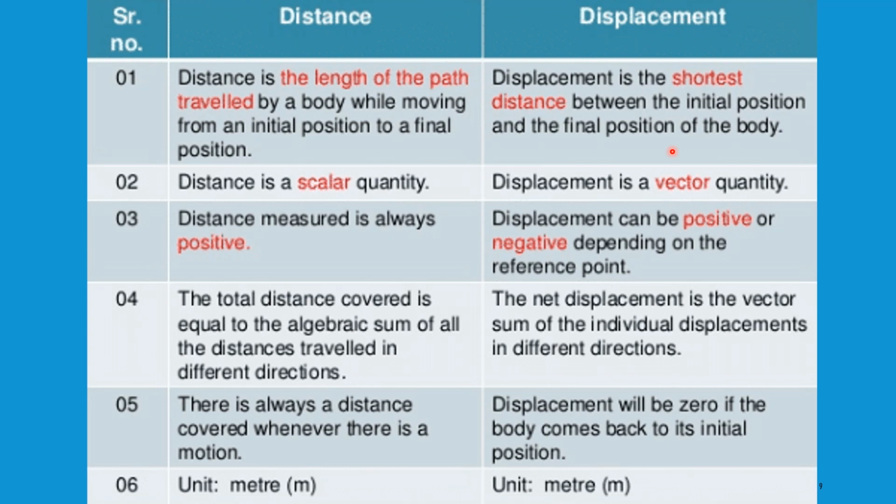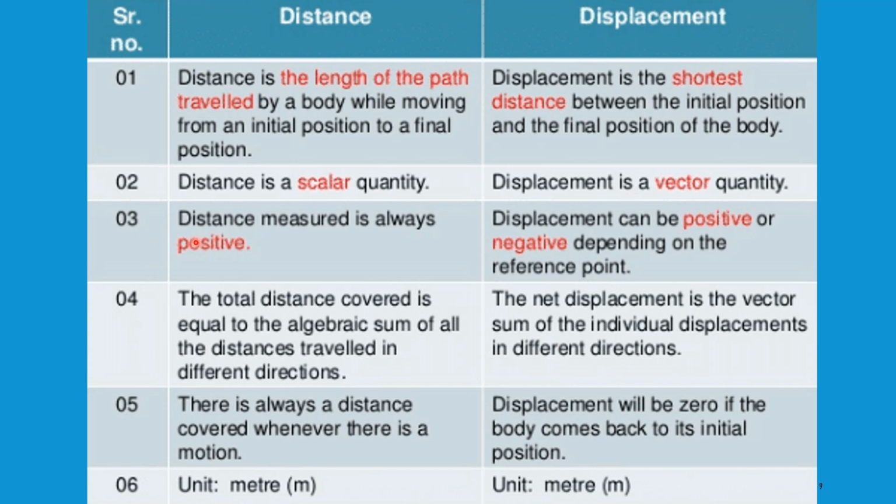That is the first difference. Second one, distance is a scalar quantity, because distance will show only magnitude. How much distance we covered, it will show, it will not show direction. But displacement is a vector quantity, because it will show magnitude and it will also indicate the direction. Therefore, displacement is a vector quantity.